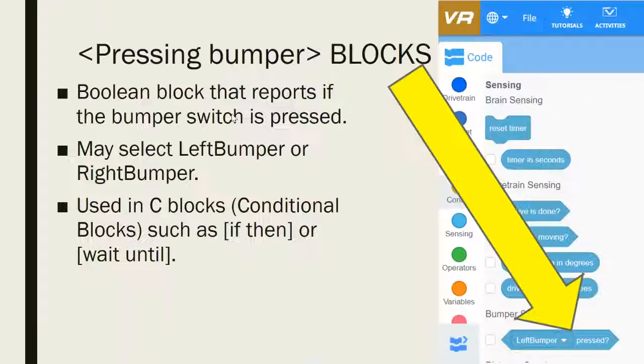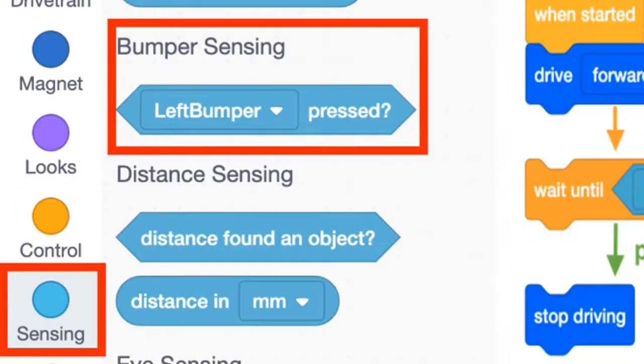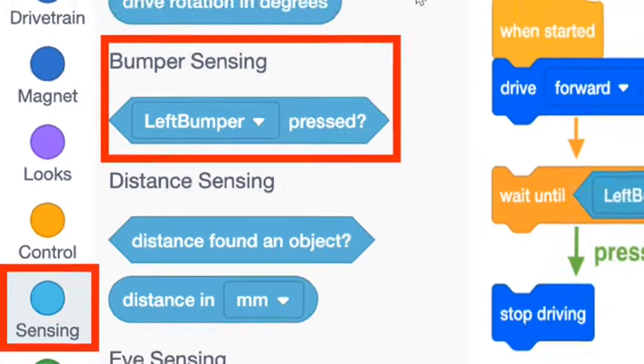There are many types of sensors, but today we will be working with the bumper sensor, and the block that goes with it is the pressing bumper. You can select either left bumper or right bumper. These Boolean blocks report if a bumper switch is pressed or if it hasn't been pressed. So in this example, we see in the sensing category, we can find our left bumper pressed block.